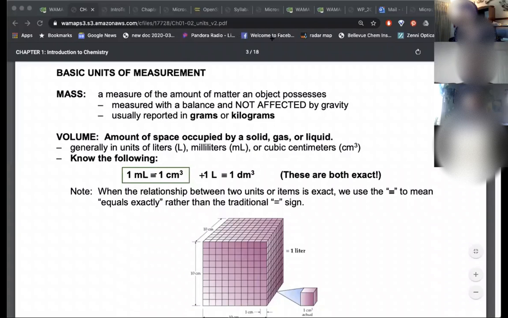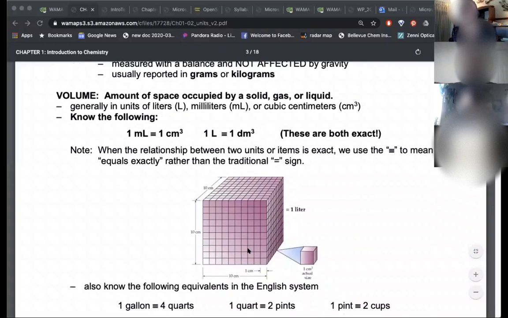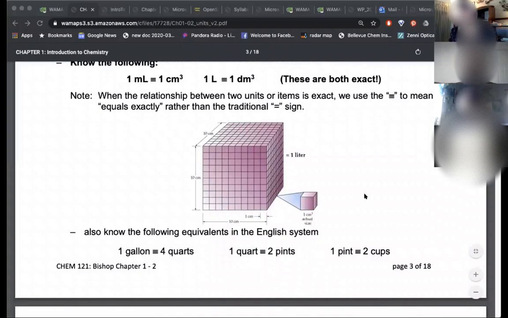Now, volume can change very rapidly because here we're looking at 1 centimeter cubed, but if we took that distance and we tripled it, our volume would be 27 times that volume. So volumes can change very rapidly.